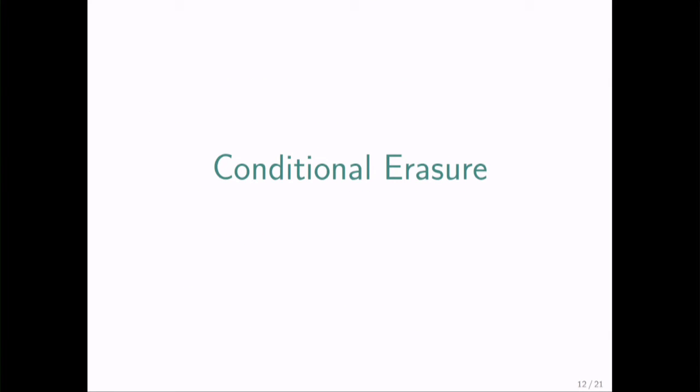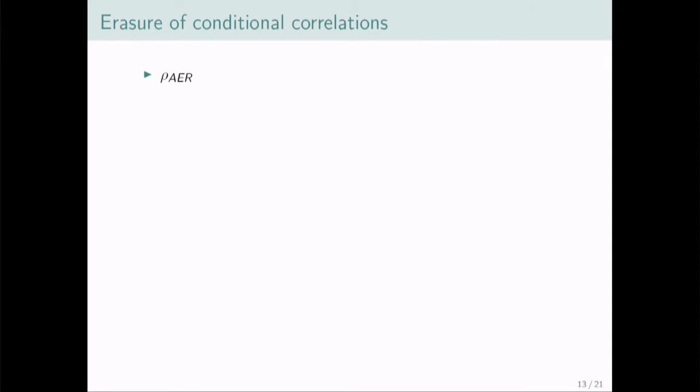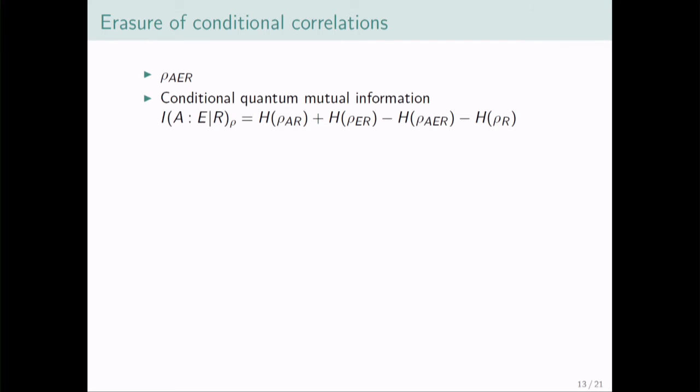Okay, this was the first part of the talk, so let's move on to the second part, which we call conditional erasure of correlations. And this is now a completely different setting. Here we stay in the asymptotic setting of many independent identically distributed copies of some state, but we add quantum side information. So this means we are talking about tripartite quantum states, rho AER. And there we have the so-called quantum conditional mutual information, which is given by this formula.